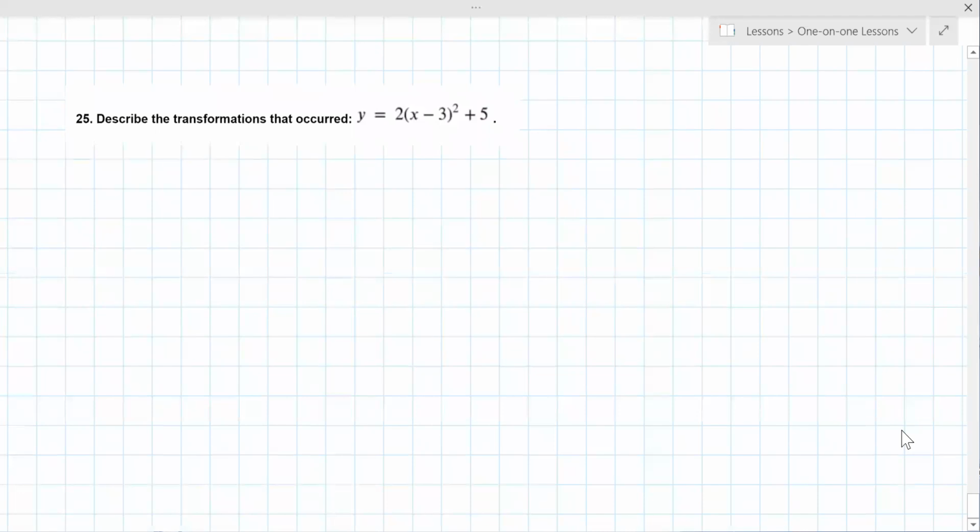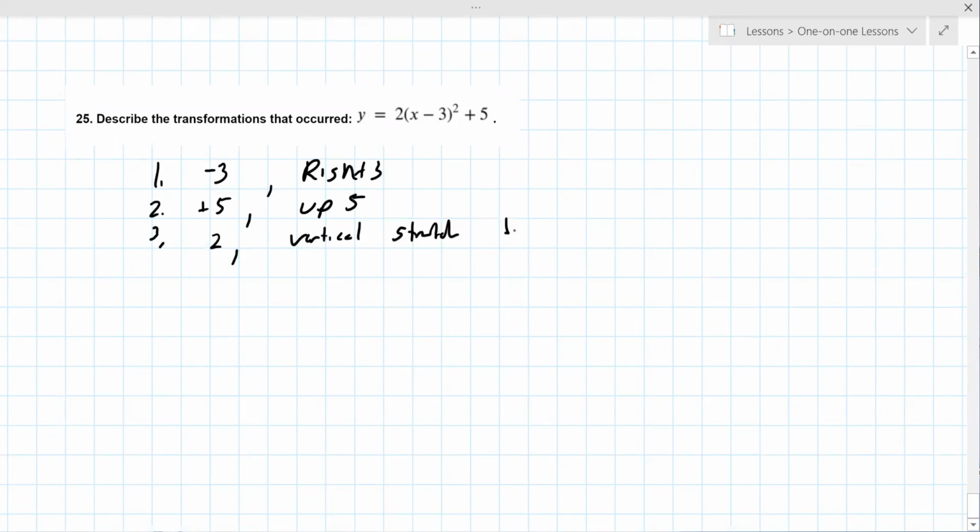Describe the transformations that occurred. So there are 3 transformations in my view. The x minus 3 means you went right 3. The plus 5 means you went up 5. And the 2 is a vertical stretch by a factor of 2. Makes sense. All right, number 26.